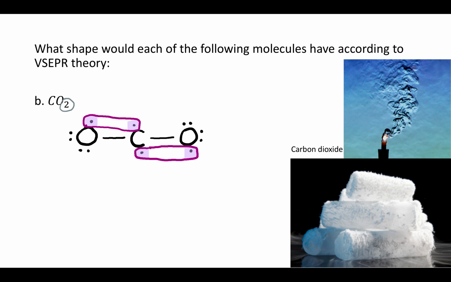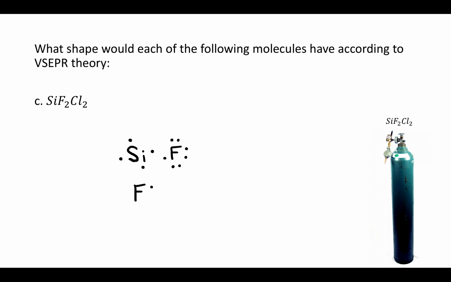Let's try the shape for this molecule. So for silicon, we only have 1. And silicon is in column 4A, so it's going to have 4 valence electrons. So I'm going to draw 4 dots. 1, 2, 3, 4. Now I have 2 fluorines, so I'll draw 2 fluorines. And fluorine is in column 7A, so I'm going to draw 7 valence electrons around each fluorine. So 1, 2, 3, 4, 5, 6, 7. 1, 2, 3, 4, 5, 6, 7.